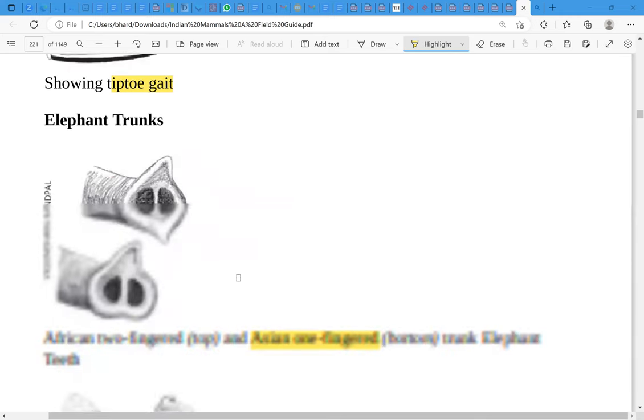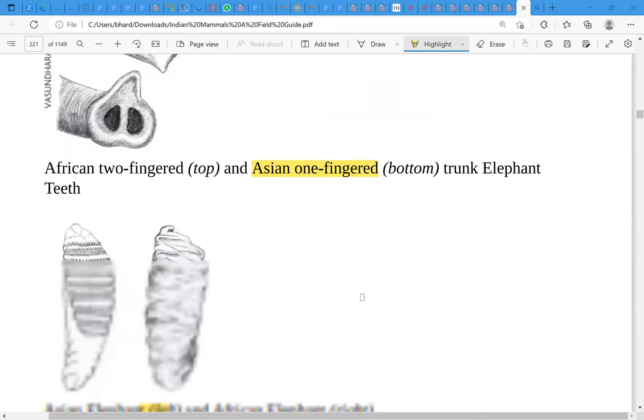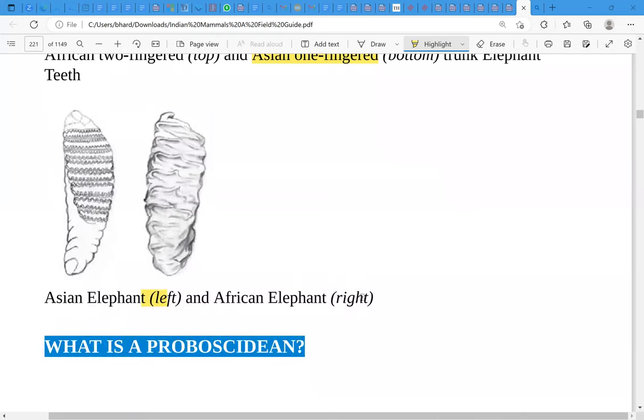So please remember that the African one has two fingers, which is at the top, it is shown. And the Asian one is one-fingered. And below is shown the trunk, elephant teeth, of the Asian elephant and the African elephant.